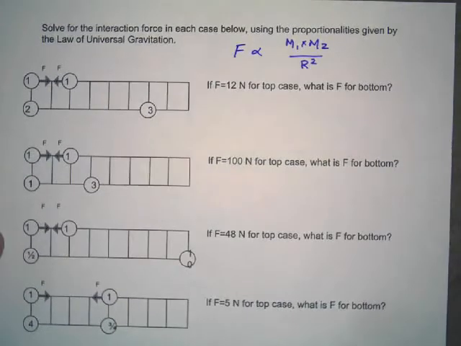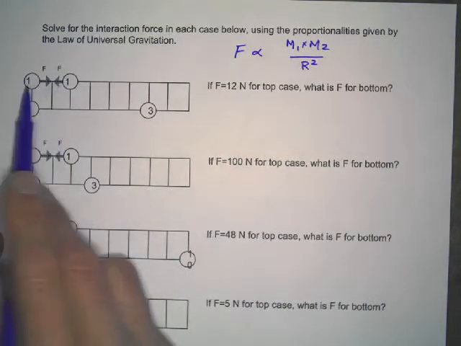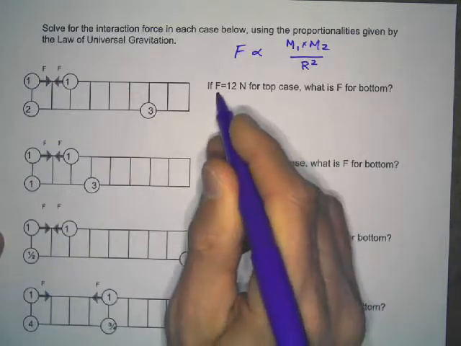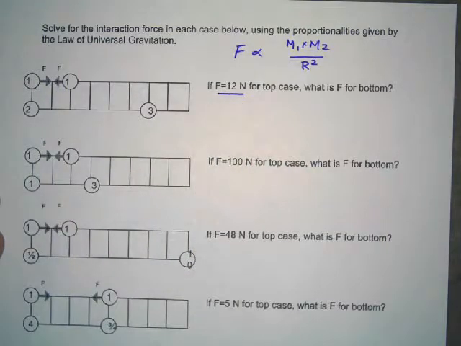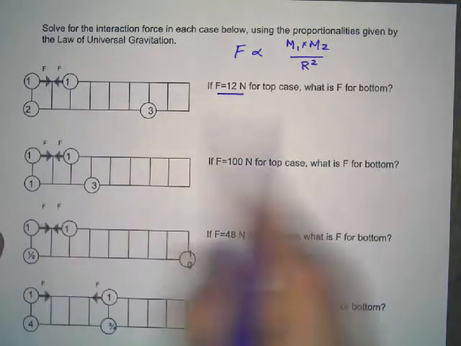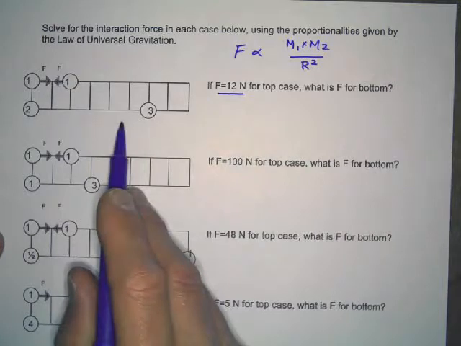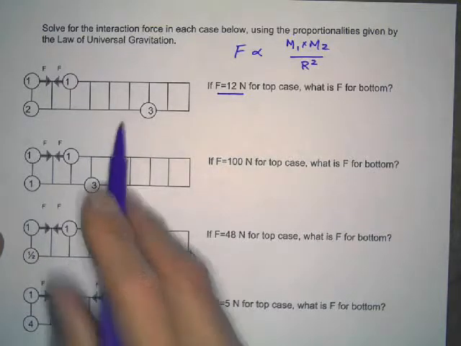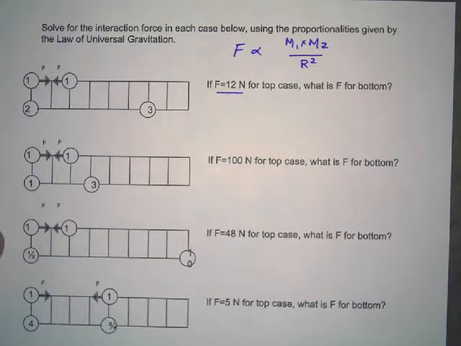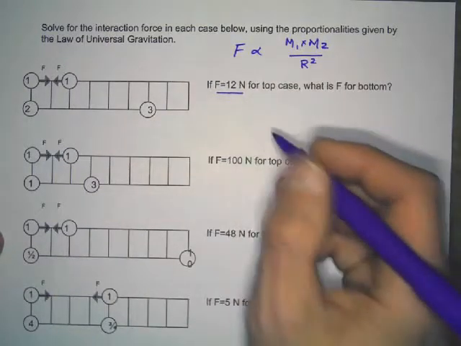Okay. All right, so in the first case, we've got the two masses here attracting each other with a force F. It's telling us that that force is 12 newtons. Okay, so they're attracting each other with a force of 12 newtons. So what's the force going to be in the bottom case? The way that you can approach this is the same way that we did the other side of this worksheet. You can look at the masses first.